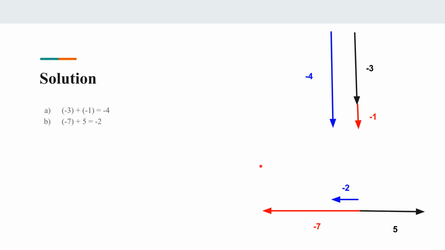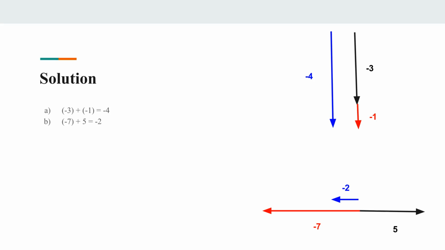For part B, negative 7 plus 5 equals negative 2. This is negative, so it faces towards the left. However, it should be a lot smaller because we took out this positive 5 from this red vector. So it should be much smaller than before.